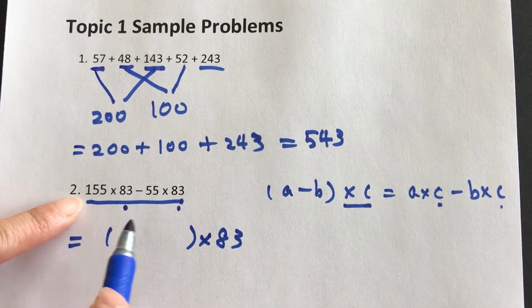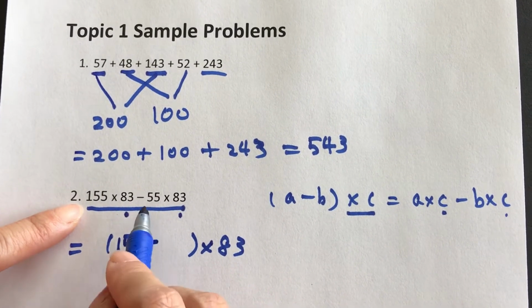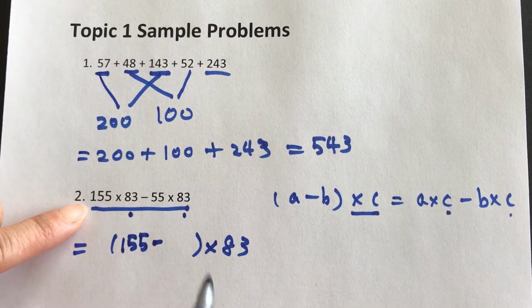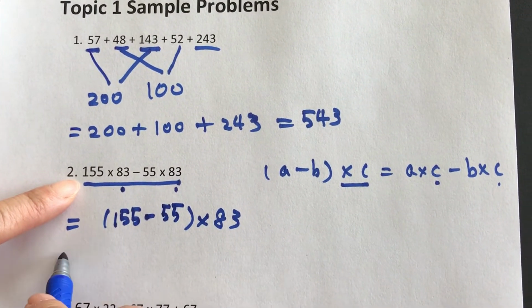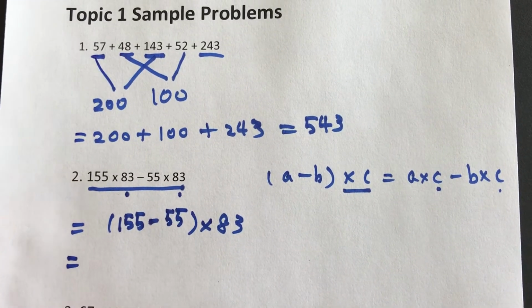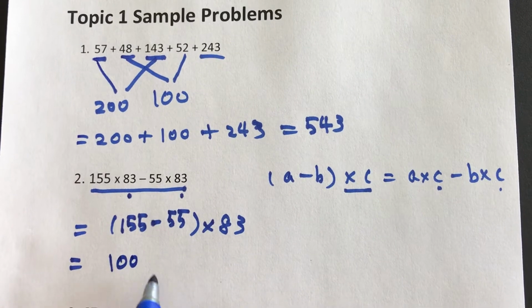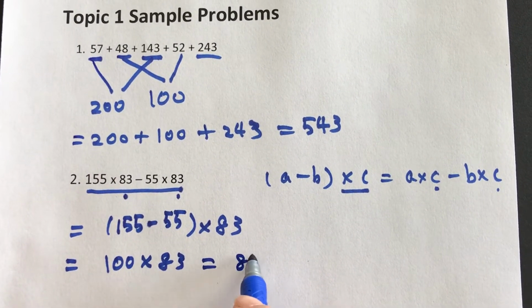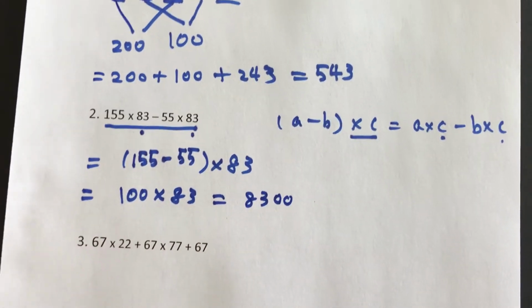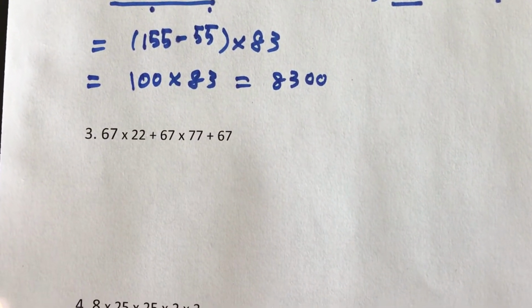The first term is going to have 155, and there's the minus sign in between the 2 terms. And the second term, you have 55. So we always carry out the bracket first. The bracket gives us exactly 100 and the outside factor of 83. So total is 8,300.